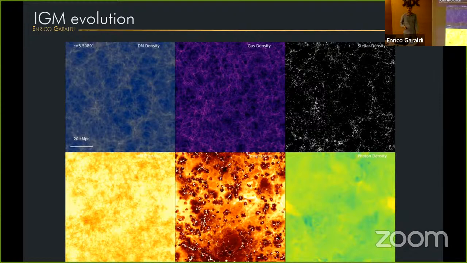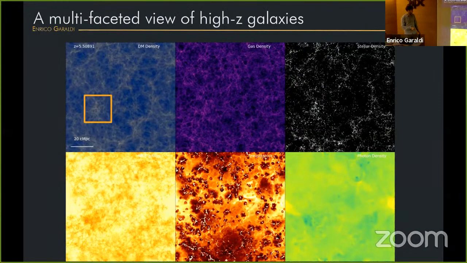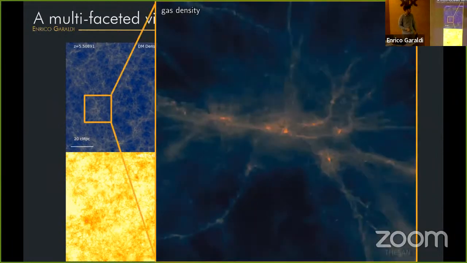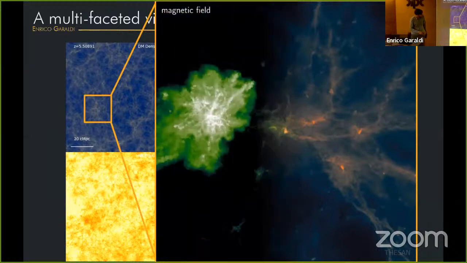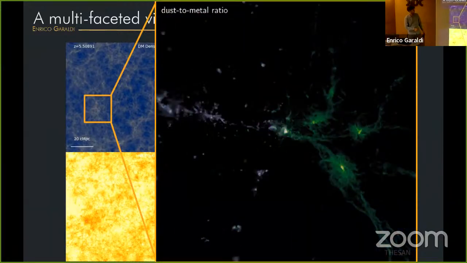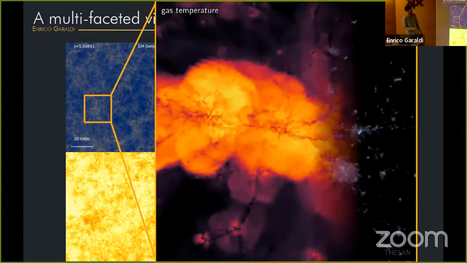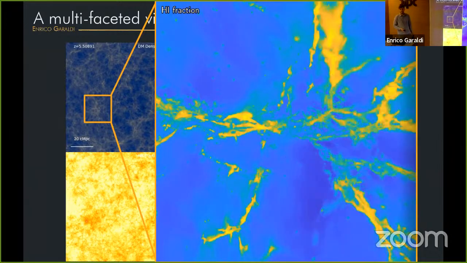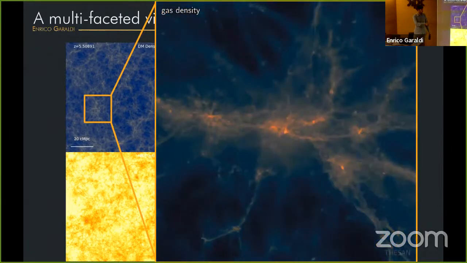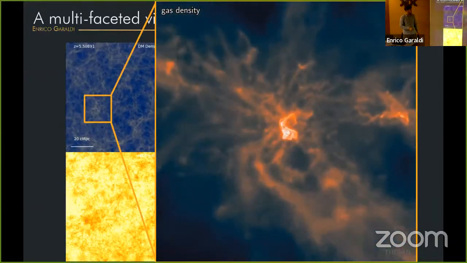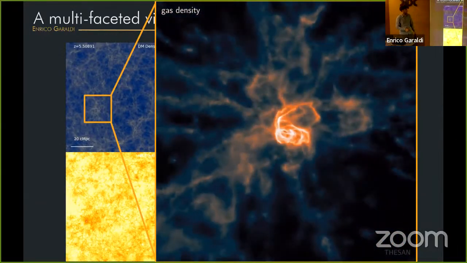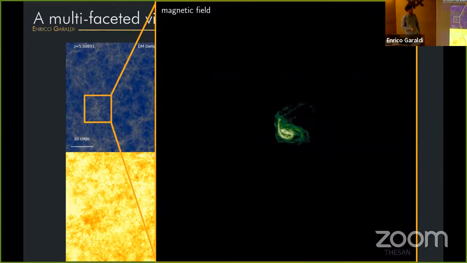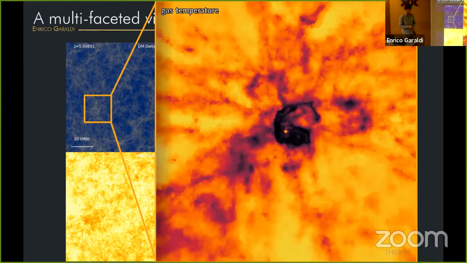What is special, I think, one of the special things about Thesan is that we can zoom in on one galaxy. This is the second largest object in the simulation. And then we have a detailed picture of the galaxy proper. So what is seen here is gas temperature. You saw the metallicity, magnetic field, this is H2 fraction, and no worries, this will loop over again. So you see we can resolve this kind of spiral arm structure of these objects. We have the magnetic field, dust to metal ratio spatially resolved, and gas temperature.